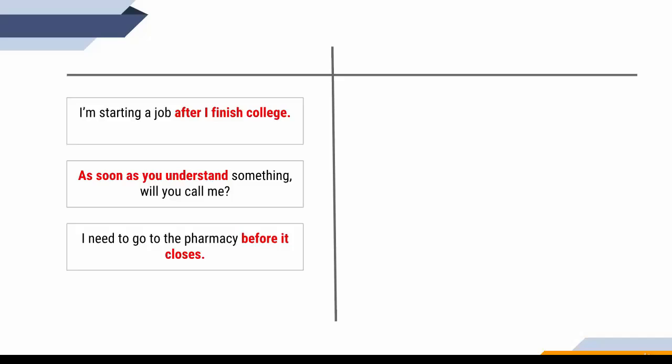Will we come? Future. The whole sentence refers to the future. Just the first part is the future clause. I need to go to the pharmacy before it closes. Before, after that, present simple.